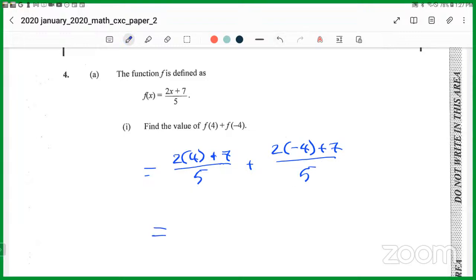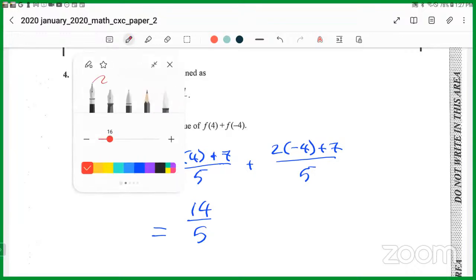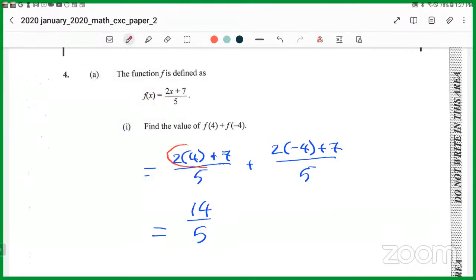What you can do is consolidate everything. This and this give me 0. You're going to have 7 plus 7 is 14 over the common denominator 5. If I add up the numerators, that's what I'm going to get. So it's just 14 over 5. Are you okay with that?